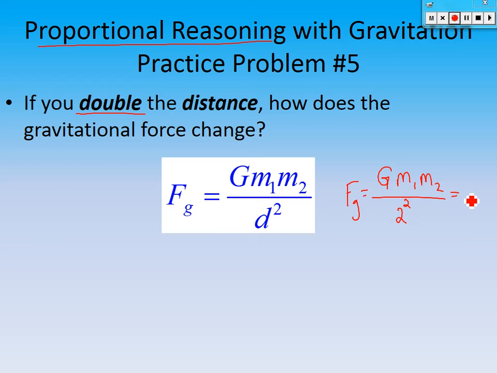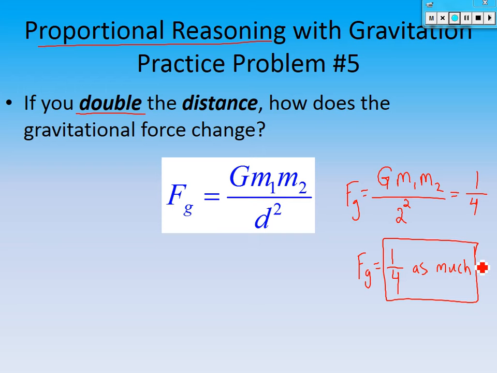If you solve that, everything's going to be the same on top, so I'm just going to call it 1. And on the bottom now, because we're taking double the distance, 2 squared is 4. So now the force of gravity is equal to 1/4 whatever it was before. So 1/4 as much. Okay, that's your answer to practice problem number 5.